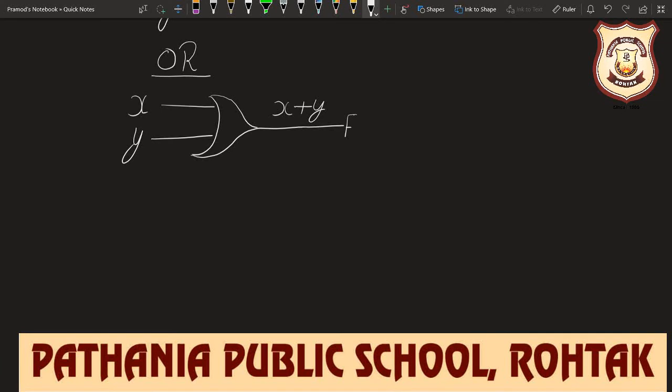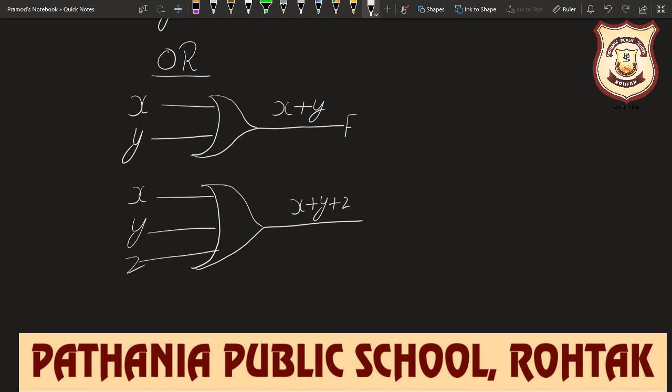Okay. For example, we draw the symbol of the OR gate using three inputs. So your inputs are X, Y, Z. So you can just write down a straight line. After that, you can draw like this. This is your output here, and this is your input. These all, X, Y, Z, are your inputs, and X plus Y plus Z is your output here. Clear, everyone?